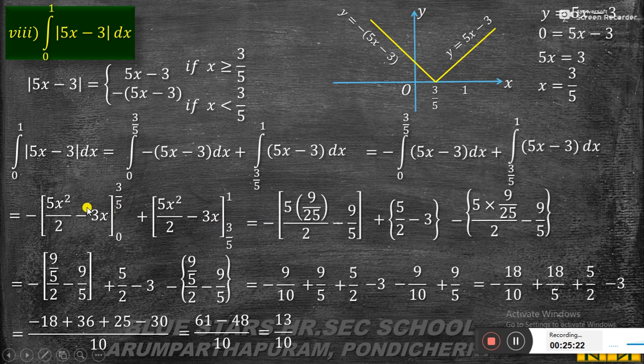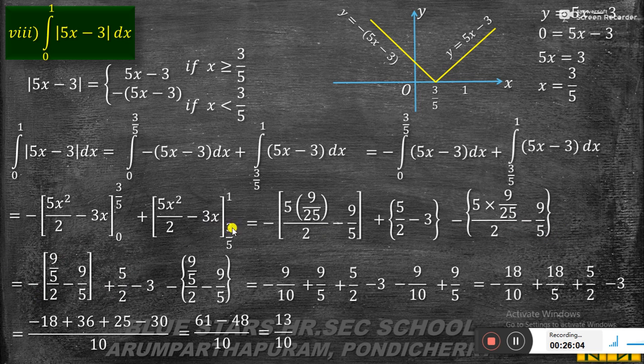Next, minus of, now I substitute the upper limit 3/5. So 5 into (3/5)² means (9/25)/2 minus, now I substitute x equal to 3/5, so 9/5. Plus, next upper limit 1: 5/2 minus 3, minus, now I substitute the lower limit, which is 3/5. So 5 into (3/5)² means (9/25)/2 minus 3 into 3/5, that is 9/5. So in the next step you write it.